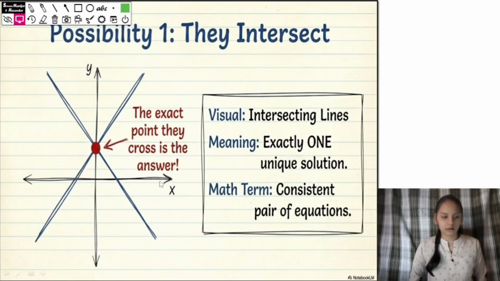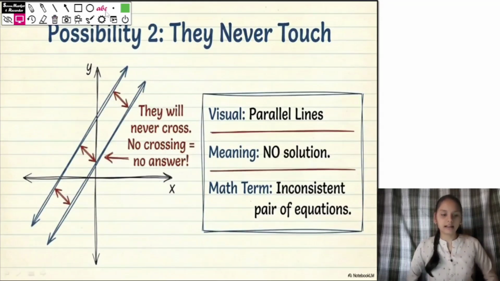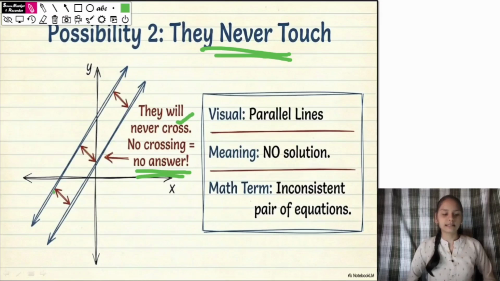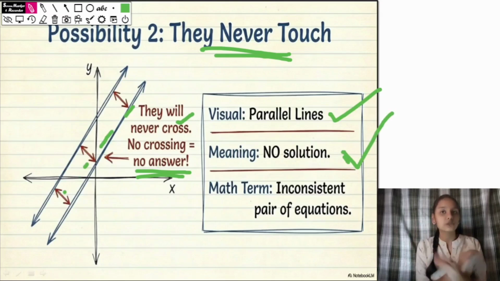Moving on to the second possibility, that is parallel. We had seen that they are parallel, which means they never touch each other. They will never cross. No crossing means no answer. They have the same distance everywhere. So visually they are parallel lines, which means no solution. If they're not intersecting at all, it has no solution. We call such equations an inconsistent pair of equations.